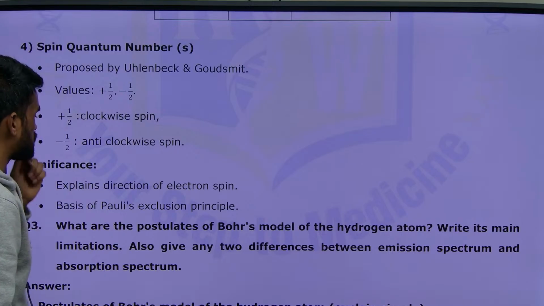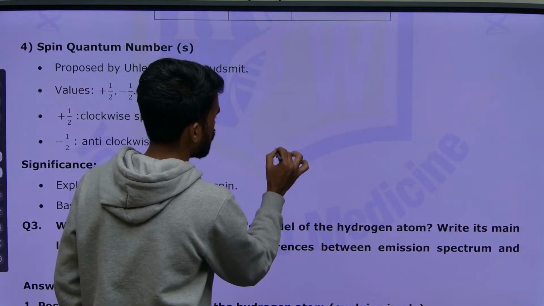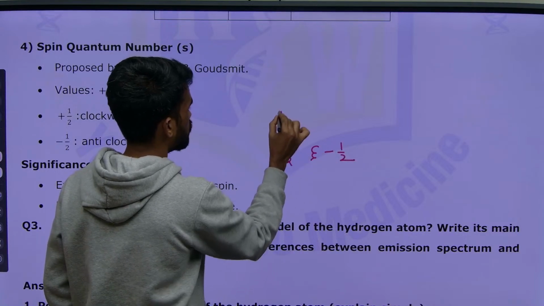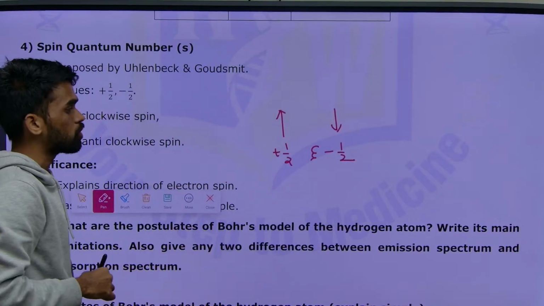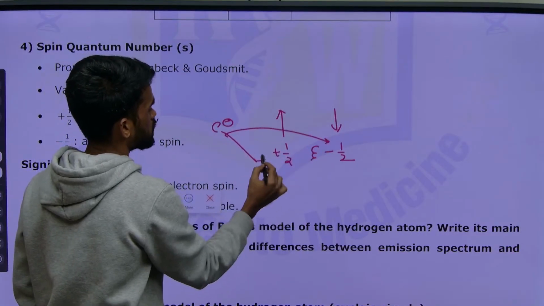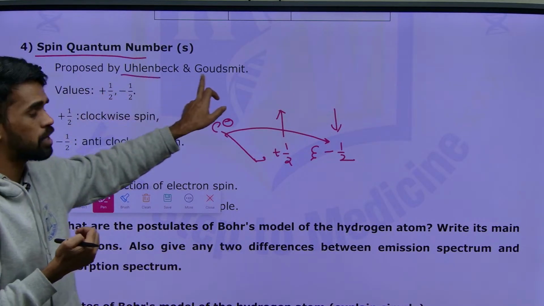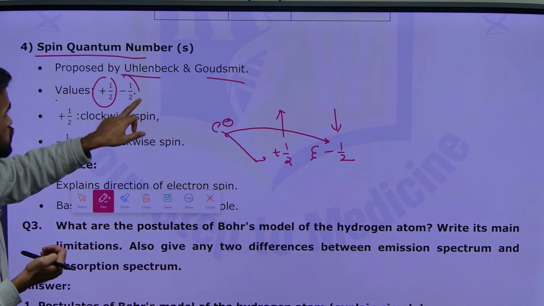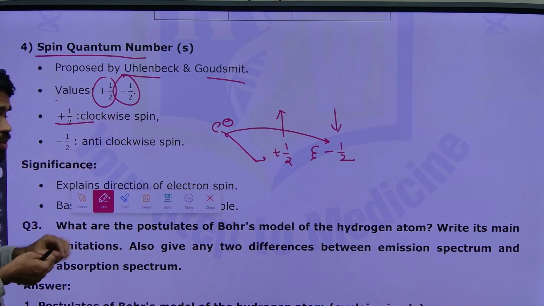There are two possible spins for an electron. We indicate them as clockwise and anti-clockwise, like plus half and minus half. If clockwise is indicated with plus half, then anti-clockwise will be indicated with minus half. So each electron has two possible spins, one clockwise and the other anti-clockwise. It is given by the spin quantum number proposed by Uhlenbeck and Goldsmith, which has two values, plus half and minus half.